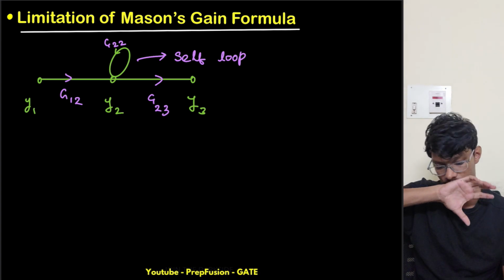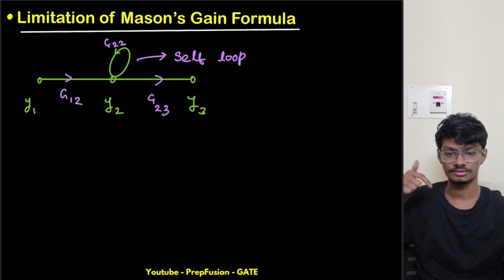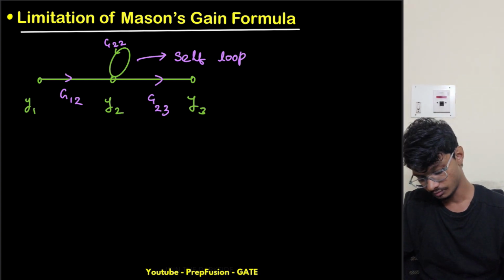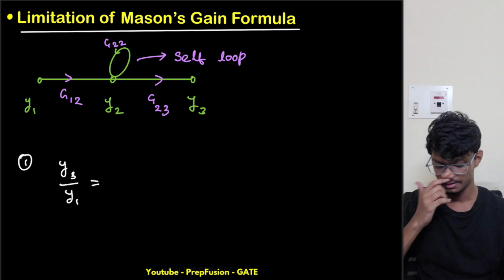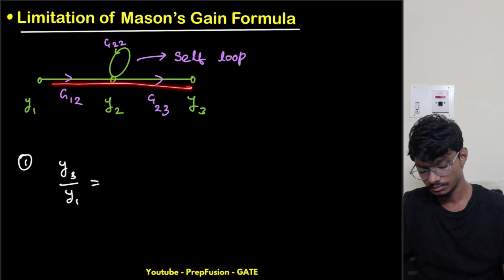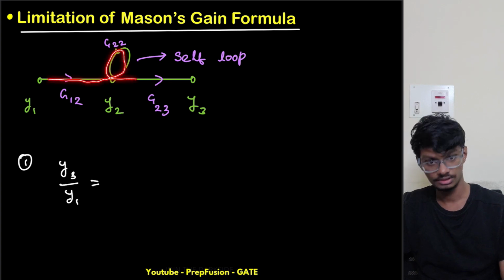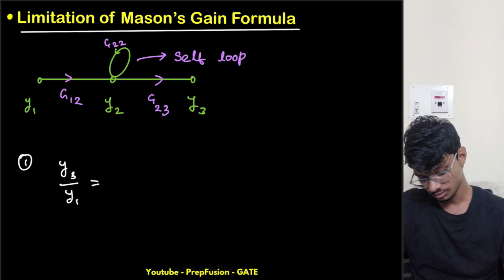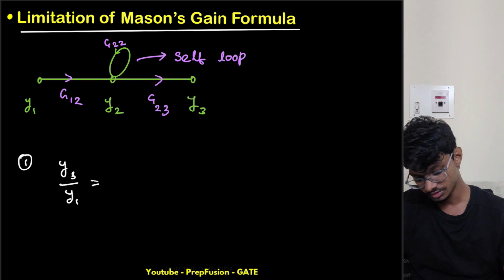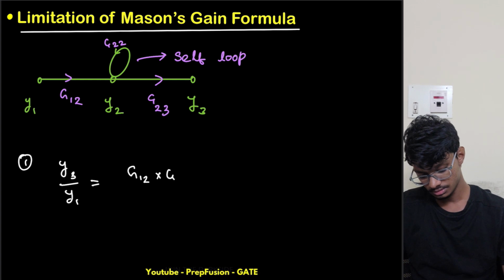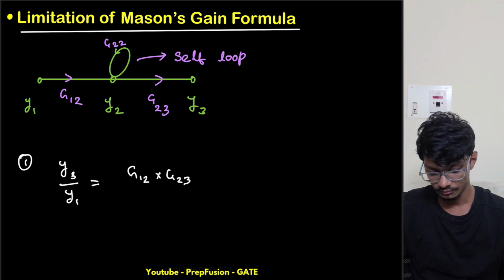So what is y3 upon y1 using Mason's gain formula? How many forward paths do we have? We have only one forward path. You might say I can go around the loop, but then I am repeating a node, and the definition of a forward path is that we shouldn't repeat any node. So the gain of the forward path is simply G12 times G23.